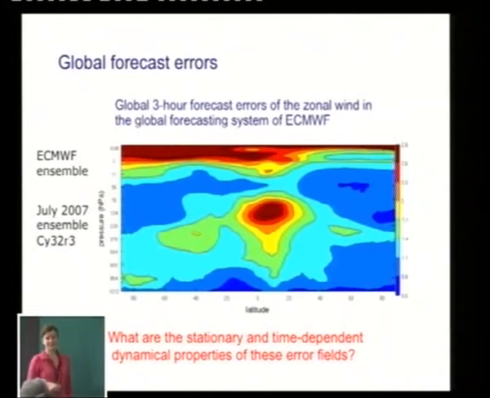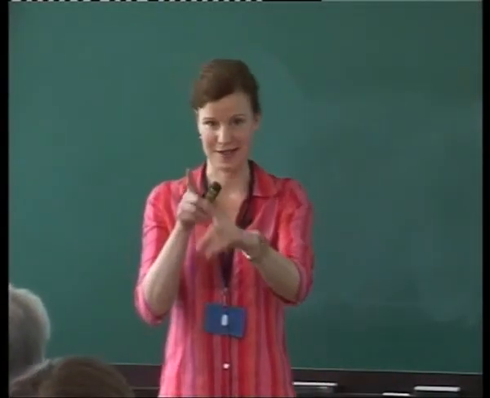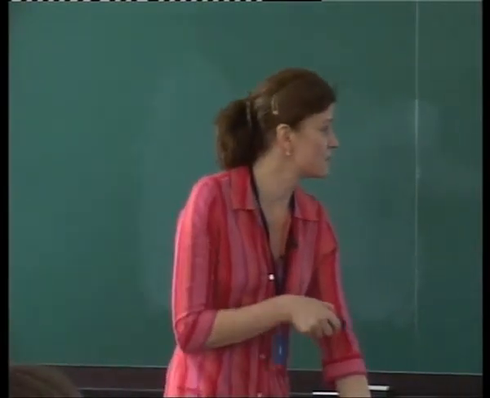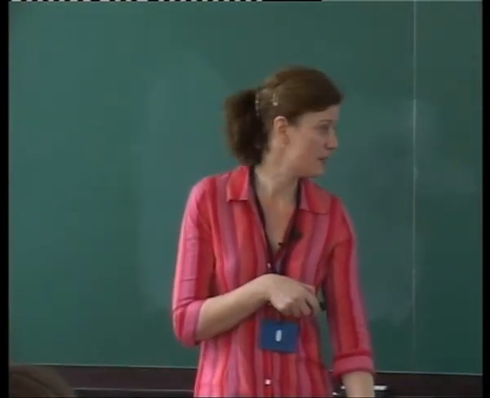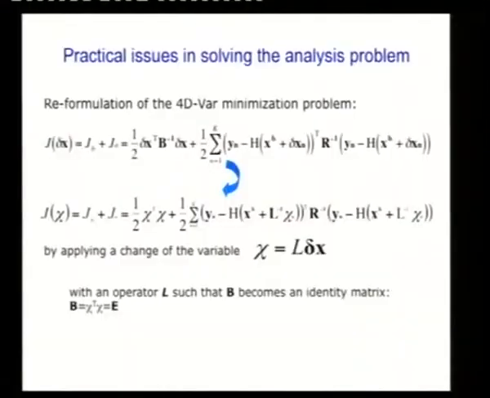That's the error after like 3 hours. I can discuss these magnitudes later on. I don't have time. This is the question: what are the stationary and time dependent properties of these forecast errors? And now I will skip the explanation of how this problem is solved practically.